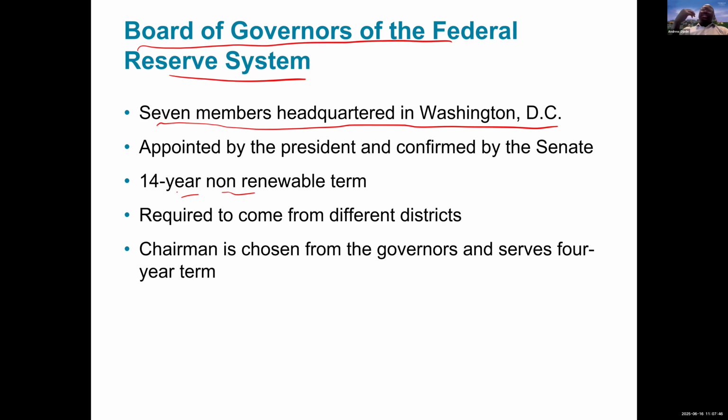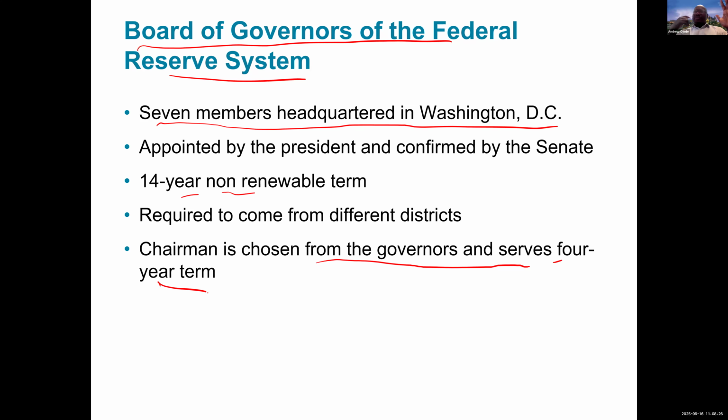And we cannot say that all seven Board of Governors are going to come from Texas, or they're all going to come from California. You know, they're supposed to be spread all over the country, come from different regions for representation, come from different districts. And then among the seven Board of Governors, the President of the United States is going to appoint the chair. The chairman is chosen from the Board of Governors and serves a 4-year term. So the chair of the Federal Reserve, like Jerome Powell, okay, serves a 4-year renewable term, okay?